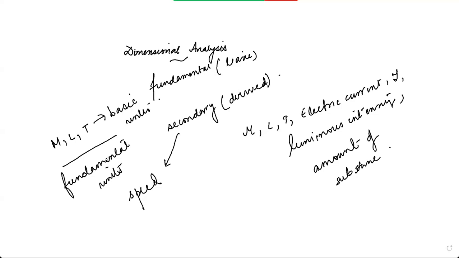And what are derived units? Those units which are obtained from fundamental units are called derived units. For example, the unit of speed is meter per second. It is a derived unit. Meter and second are fundamental units.